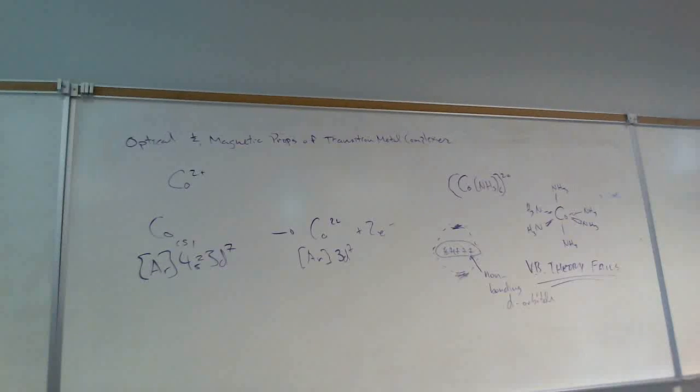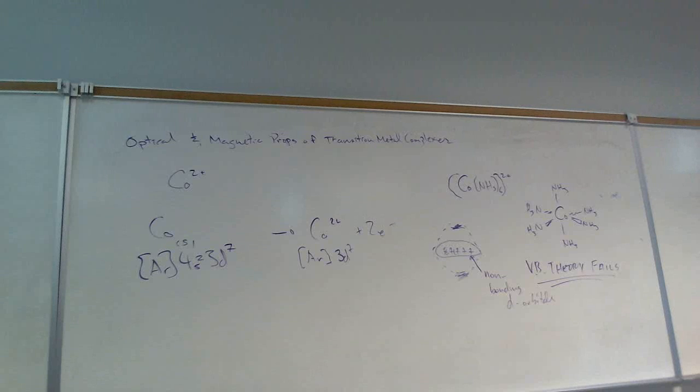This is called the dx squared minus y squared. If you look at the dx squared minus y squared, there are 4 lobes on the x, minus x, y, minus y axes. And so as the ligands come in, you see in this plane here, they're going to go straight into the lobes. That's not good. So not good, not good.